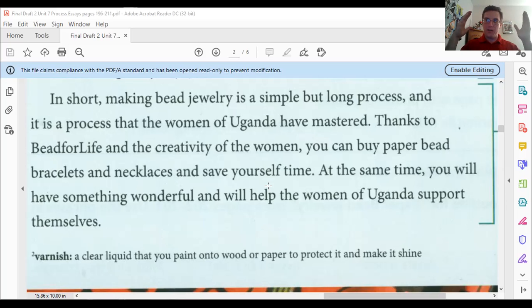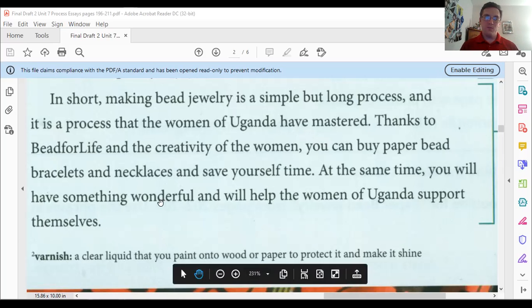If we started the essay talking about Bead for Life, the charity, then we will end the essay talking about the Bead for Life charity. The best way to conclude your essay is to provide that bridge to link or connect the introduction to the conclusion. And then we have our final sentence, our final thought.